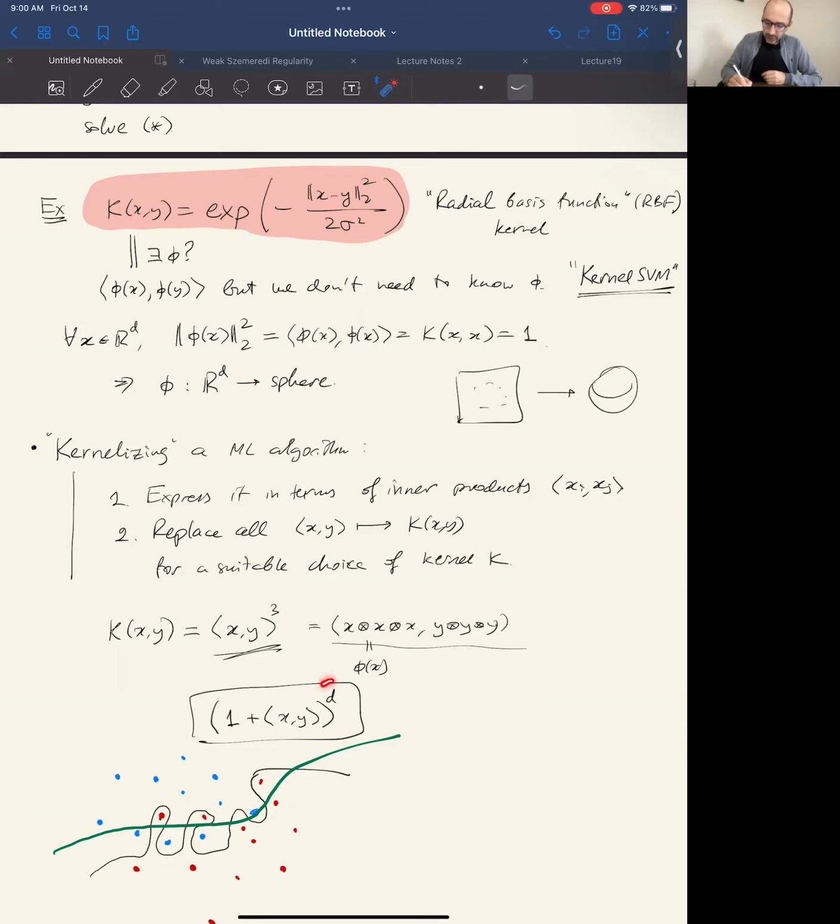So the degree of the polynomial that you are talking about, like 3 or 5, corresponds to the sigma, I think, in the Gaussian radial basis kernel, choosing the sigma as a parameter. But any other questions?